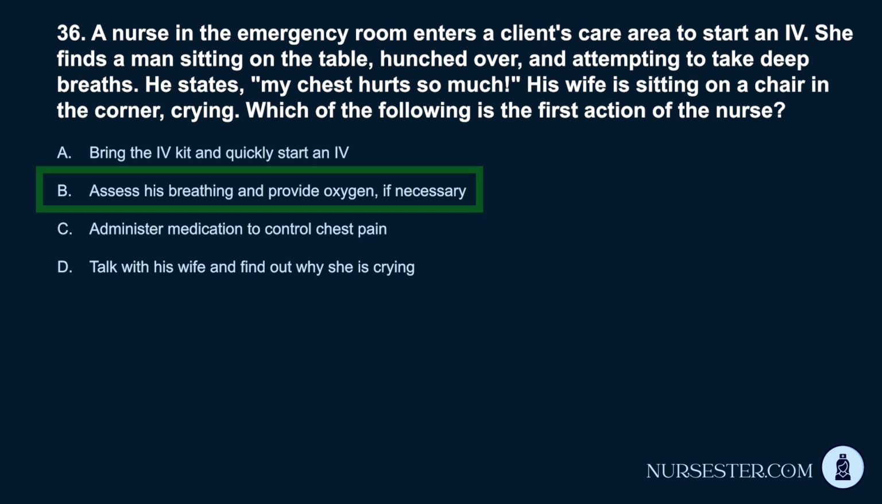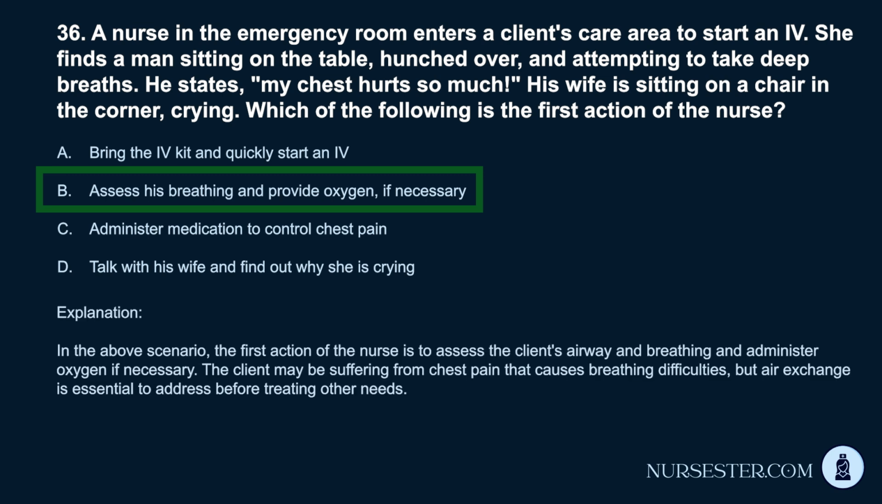Correct answer, B. Assess his breathing and provide oxygen, if necessary. In the above scenario, the first action of the nurse is to assess the client's airway and breathing and administer oxygen if necessary. The client may be suffering from chest pain that causes breathing difficulties, but air exchange is essential to address before treating other needs.